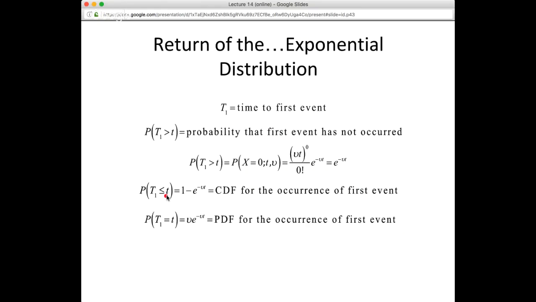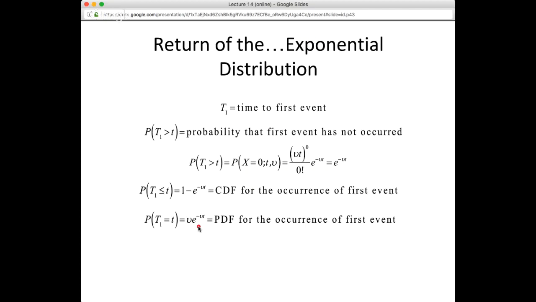And then if we were interested in the corresponding PDF, of course, all we have to do is take the derivative of the CDF with respect to t. That's going to pull down a minus nu here, and the minus and minus nu, those minuses cancel. So the corresponding probability density function for the time to the first event is going to be nu times e to the minus nu t. That's a really cool thing.